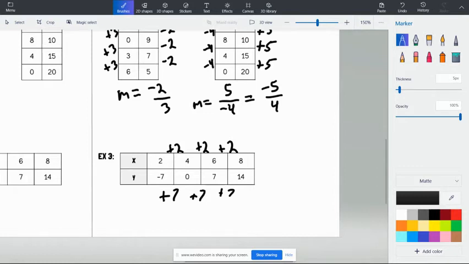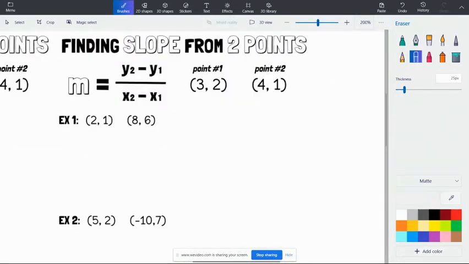Okay, your change in y, which is +7, divided by our change in x, which is +2. 7/2 is our slope, which means every time we go up 7, we go over 2. Okay, that's all that means, is up 7 over 2. All right, go ahead and flip on the inside. We'll do our next portion of notes.